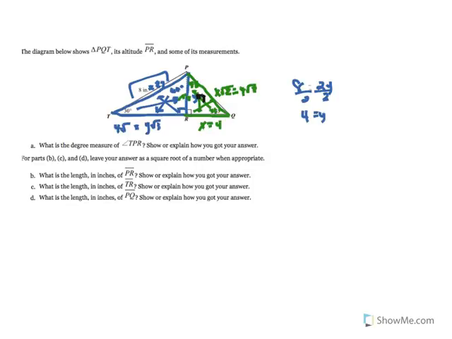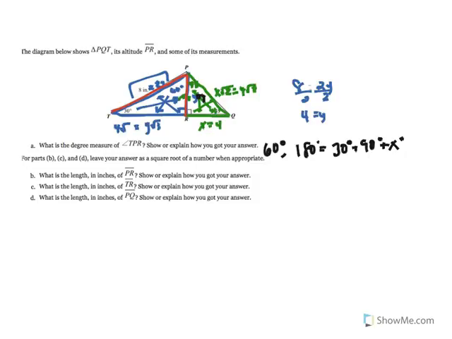A says, what is the degree measure of angle TPR? So angle TPR is 60 degrees. And we found that because we know that the angles in a triangle add up to 180 degrees, and they give us 30, and they give us 90 when we start, and we solved for x.